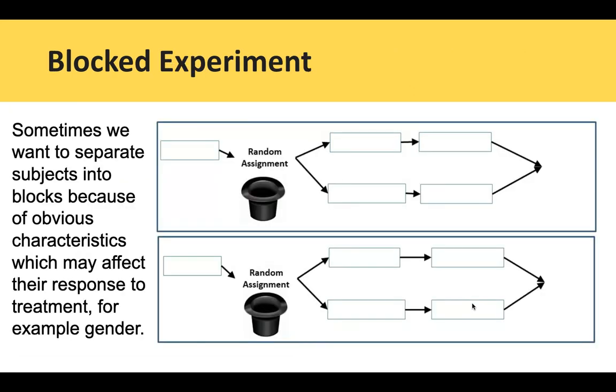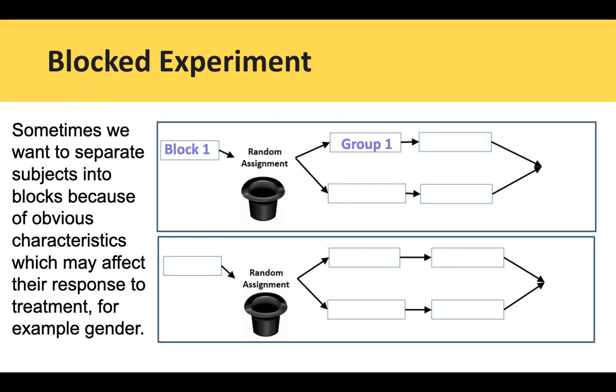So that was a completely randomized experiment, but we could also have what we call a blocked experiment. A blocked experiment is where we think there might be one group of subjects who will respond differently to our treatments than the other groups. So we might want to separate our subjects into blocks because of obvious characteristics that may affect their response to the treatment. So maybe males and females respond differently to certain types of medication. Maybe different grade levels will have different abilities or understandings of our treatment. So we might want to separate our group of subjects before we even start randomly assigning treatments.